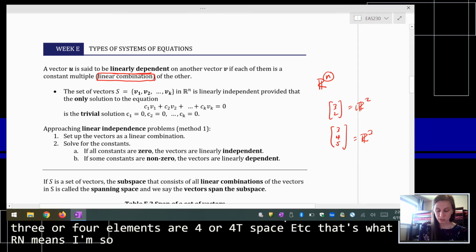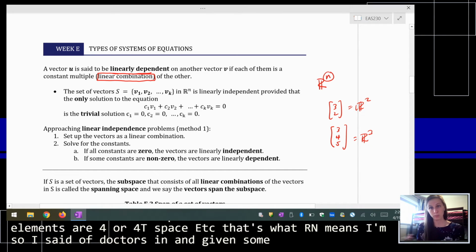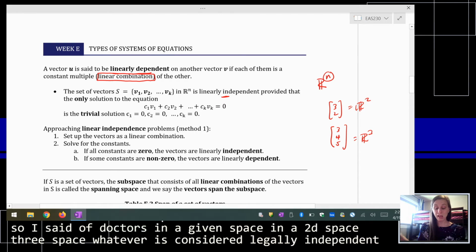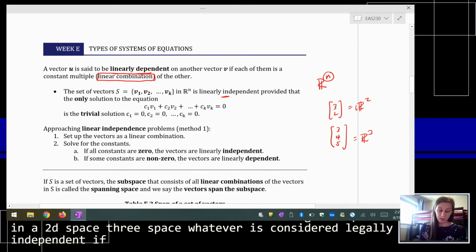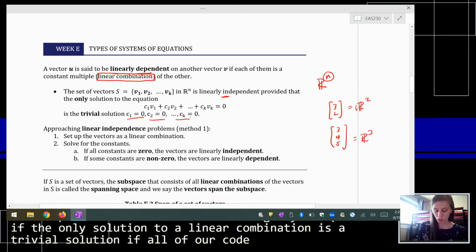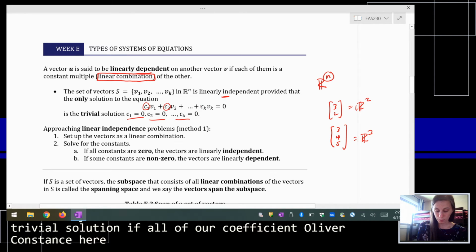So a set of vectors in a given space, in a 2D space, a 3D space, whatever, is considered linearly independent if the only solution to our linear combination is the trivial solution. If all of our coefficients, all of our constants here end up being 0.